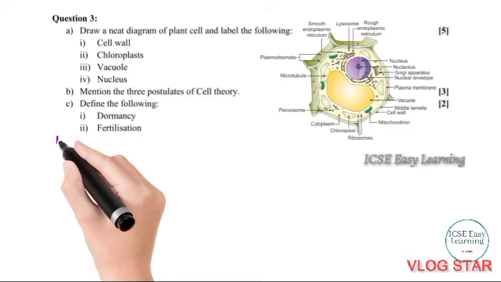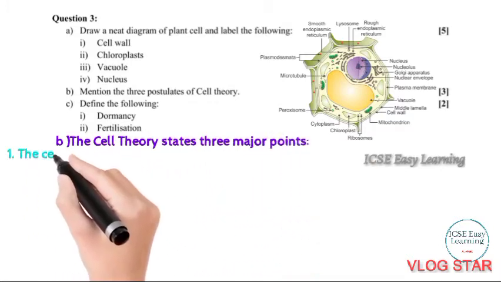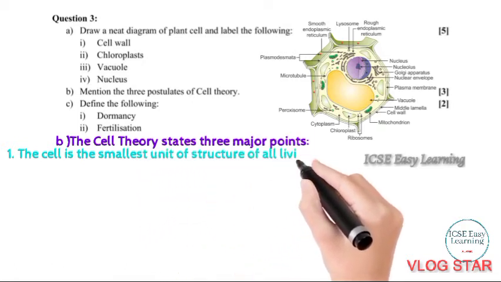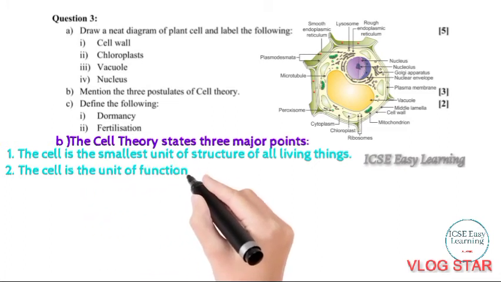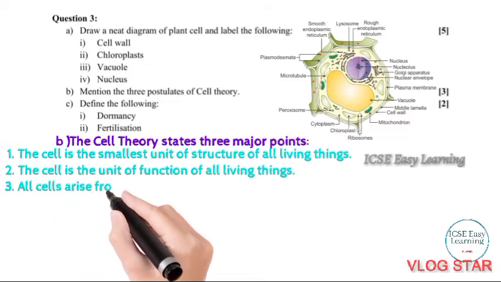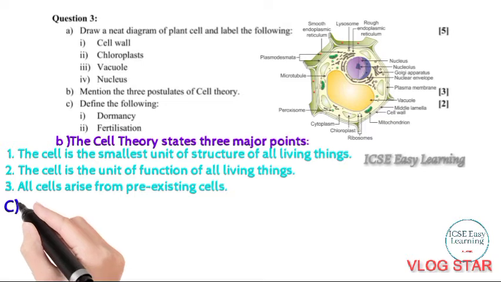B bit: Mention the 3 postulates of cell theory. The answer: The cell theory states 3 major points. Number 1: The cell is the smallest unit of structure of all living things. Number 2: The cell is the unit of function of all living things. Number 3: All cells arise from pre-existing cells.